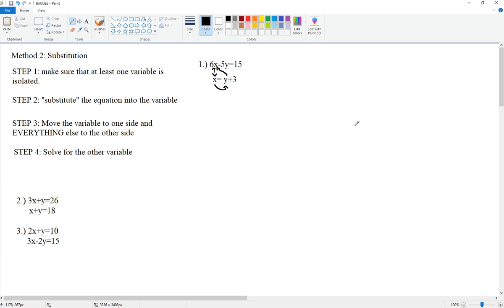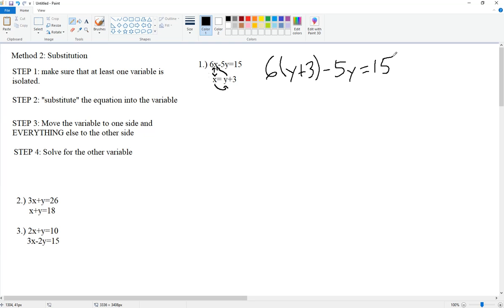Let's see what that looks like. Wherever the x was, I'm now going to put y plus 3. So 6(y plus 3). The reason I put parentheses here is very important: the 6 is multiplying the x. So if I put in y plus 3, to keep everything the same, my 6 needs to multiply my y plus 3, because that's what I plugged in for x. It's treated the exact same way. Minus 5y is equal to 15.